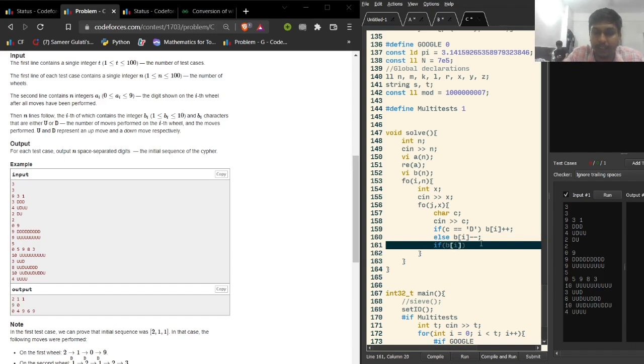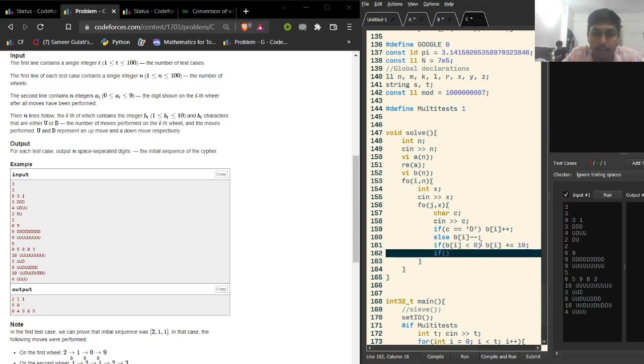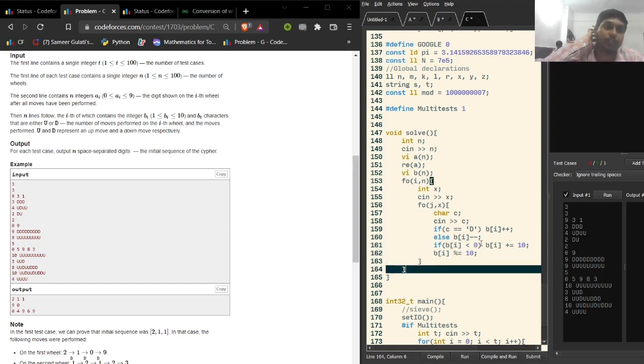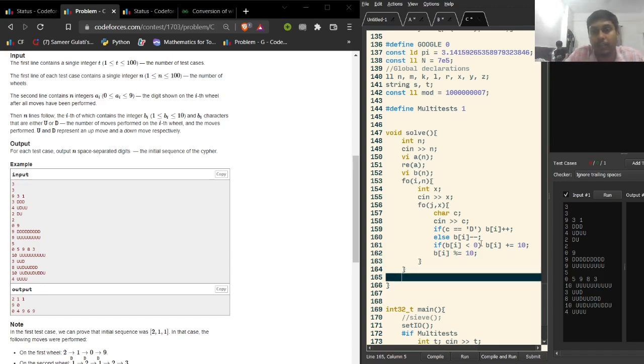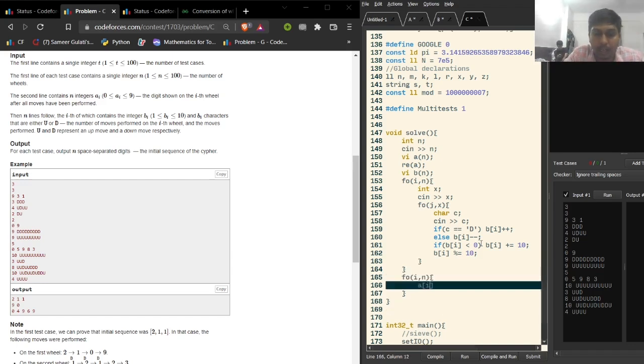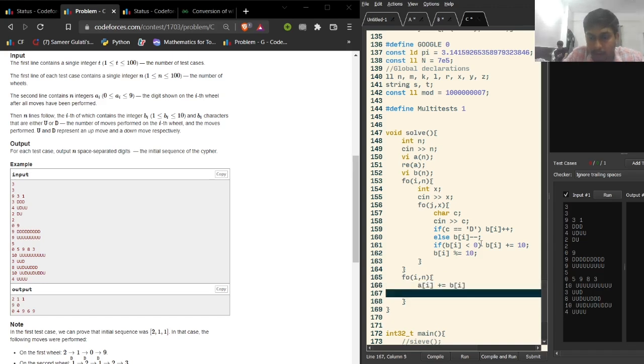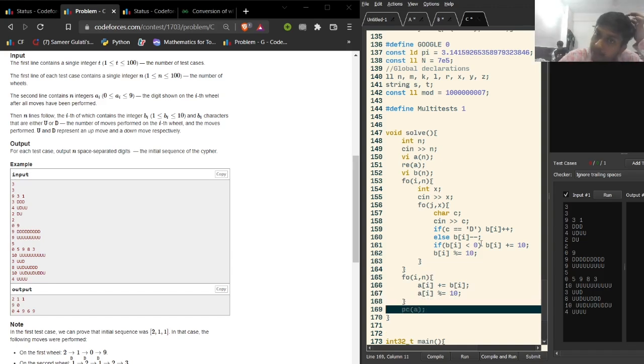So if bi is less than 0, let's just do bi plus equals 10, and then just do bi mod equals 10, yes. So that we have good maintainable numbers, so we don't get into like -500 or something and trouble ourselves at the end. So now finally, just add bi to ai and take ai mod equals 10, and then just print it. That should be good enough, I guess, for this problem.